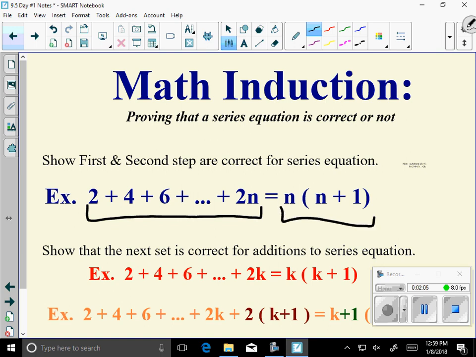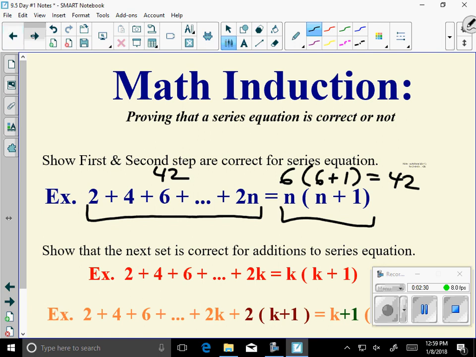Now, someone might be like, well, I can prove it's true. Watch, I'm going to plug in a 6. And they'd add up 2 plus 4 plus 6 all the way up to 12, right? And then they'd say, yeah, I'm going to plug in a 6, and that means that that would equal 42, and if I added up all these, that equals 42, so it's true. But it's not always true if you just pick some case.